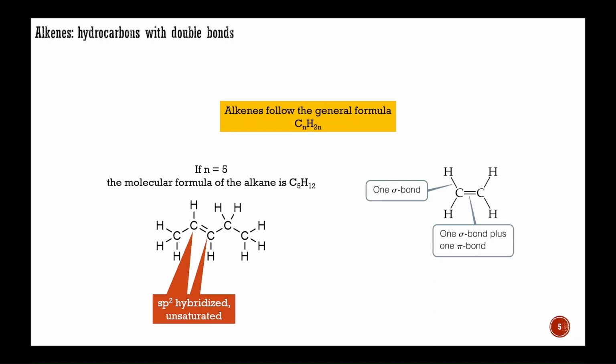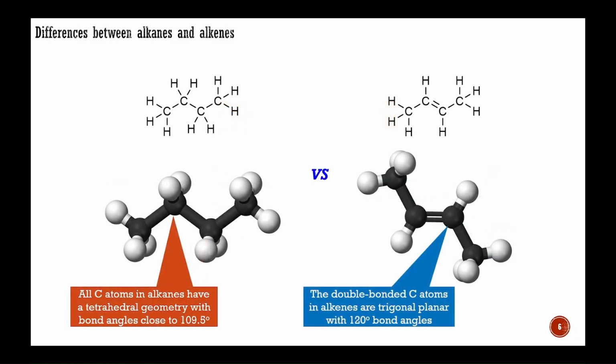As the carbon atoms in alkenes are bonded to fewer than a maximum of 4 atoms each, alkenes are considered unsaturated hydrocarbons. There are 2 major structural differences between alkanes and alkenes. All carbon atoms in alkanes have a tetrahedral geometry with bond angles close to 109.5 degrees, whereas the double-bonded carbon atoms in alkenes are trigonal planar with 120-degree bond angles.